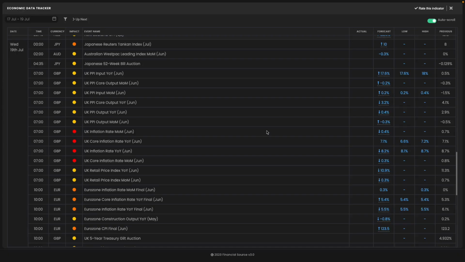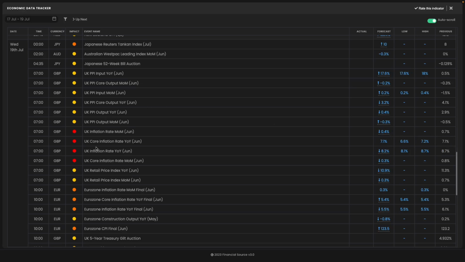Mark your calendars for Wednesday, July the 19th. At 7 a.m. UK time, much-awaited UK inflation data will be revealed. Now, anticipations suggest that the headline figure is going to drop from 8.7 down to 8.2%. However, the core reading is expected to stay stickier at 7.1%, aligning with the prior reading of 7.1%.